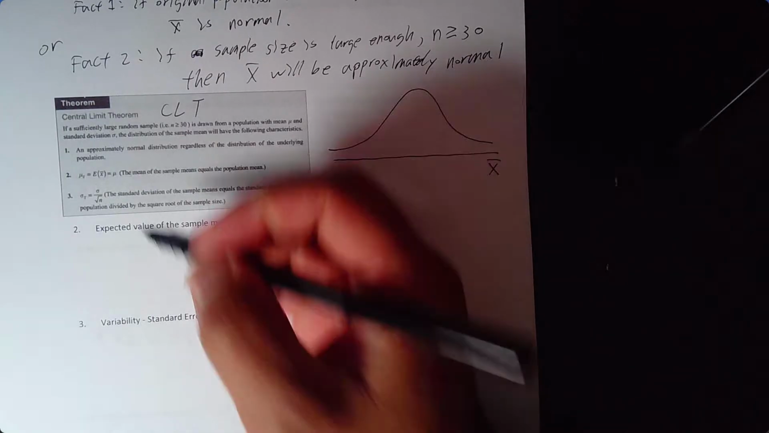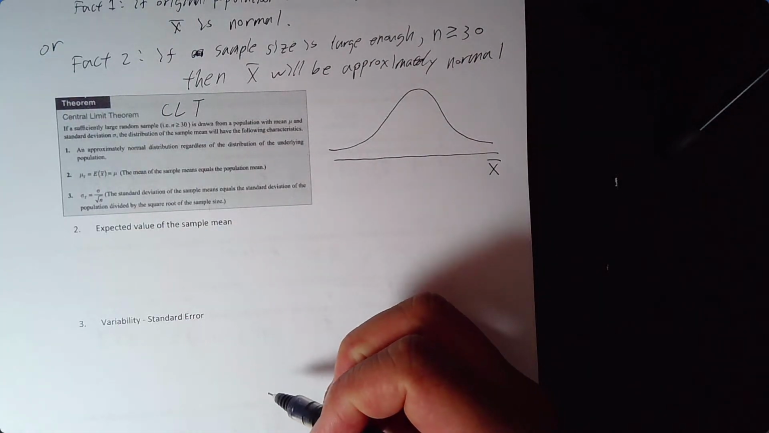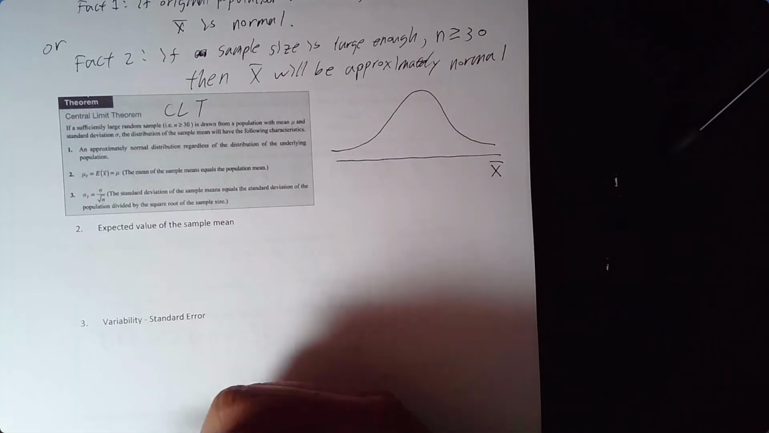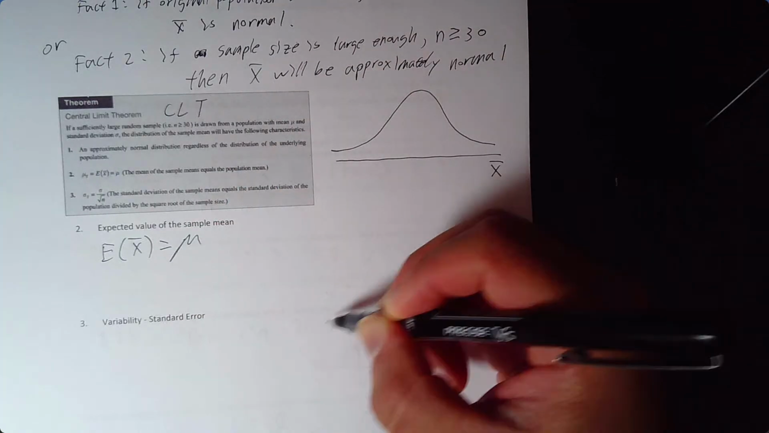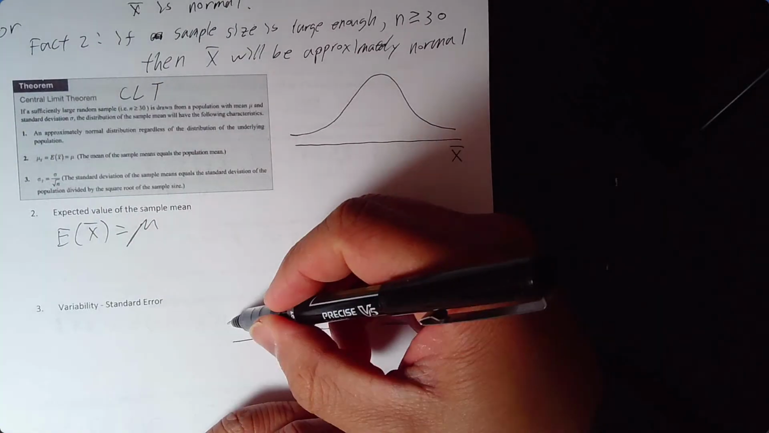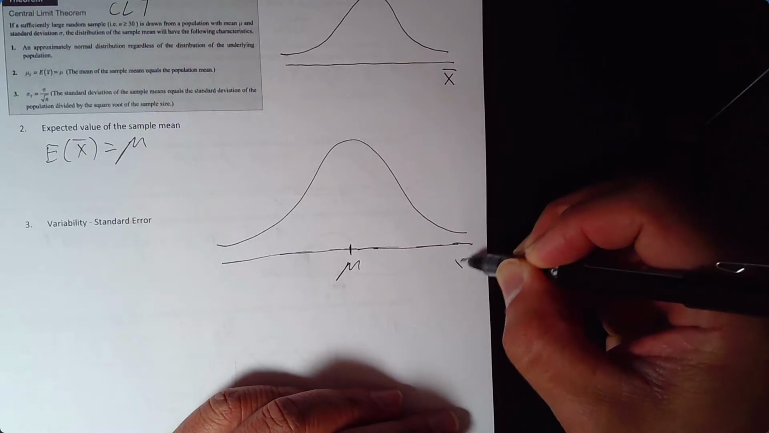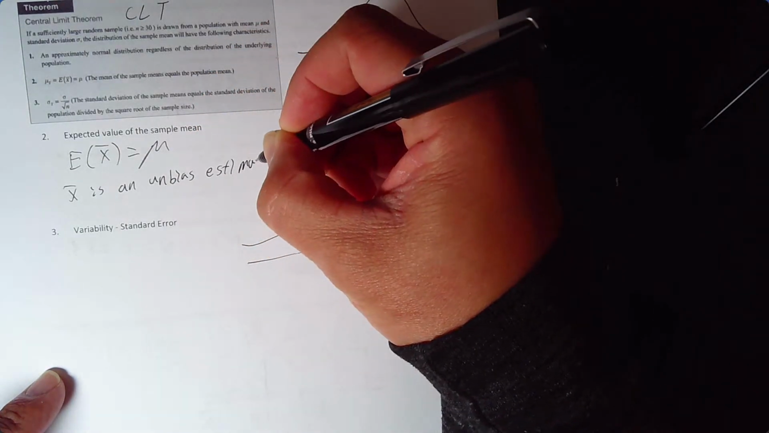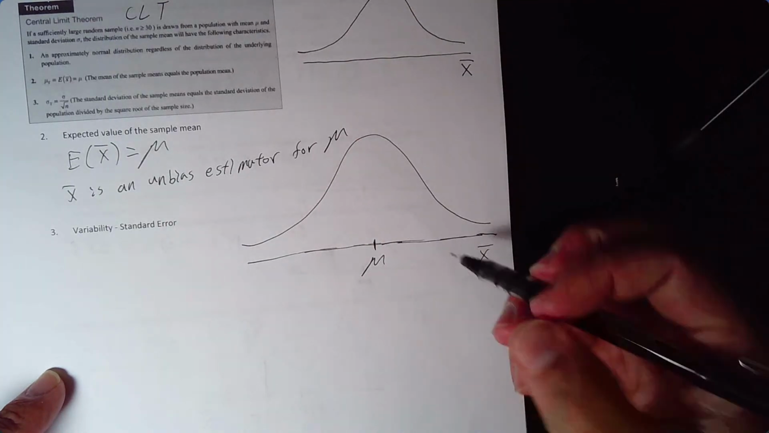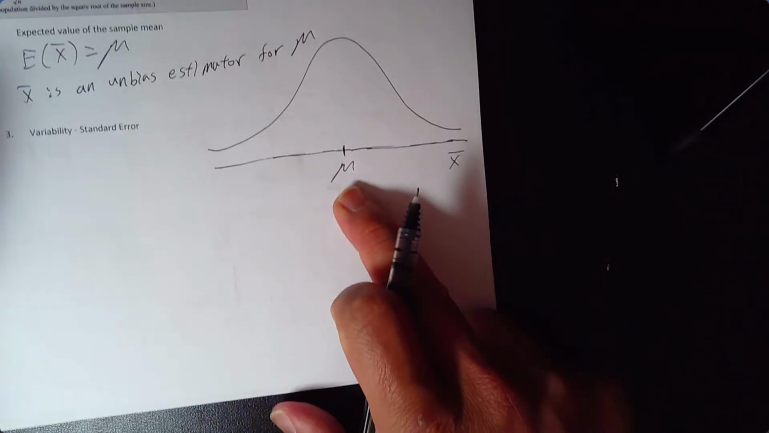Okay, all right. Now the central limit theorem also lists out a couple other things. Let's go through them one by one. So 2, the expected value of the sample mean. Let's write that down: the expected value of the sample mean equals mu. So number 1 gives us the shape, and number 2 here gives us the center. This tells us that the center of the distribution must be at mu. Okay, and this is because x bar is an unbiased estimator for mu. That's why we can confidently say that the distribution is centered at the true population mean.